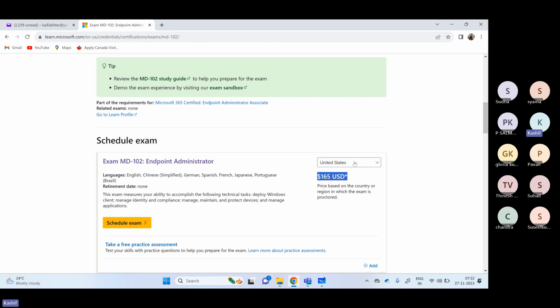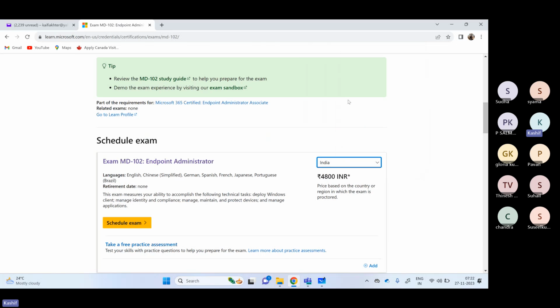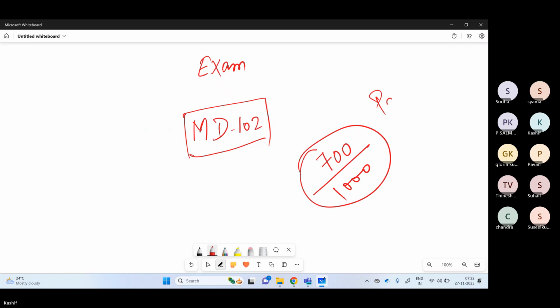any other country. But if you are in India, then it's going to cost you somewhere around 4,800 Indian rupees plus taxes. Okay, this is the cost if you are in India. If you are outside India, then 165 US dollars. Now, for this exam you need to score a minimum of 700 out of 1000 to pass. Okay, minimum 700 you need to score. 70% is needed to pass this exam.